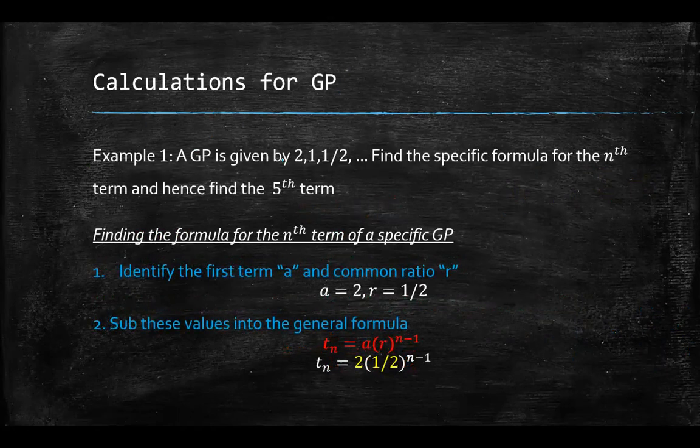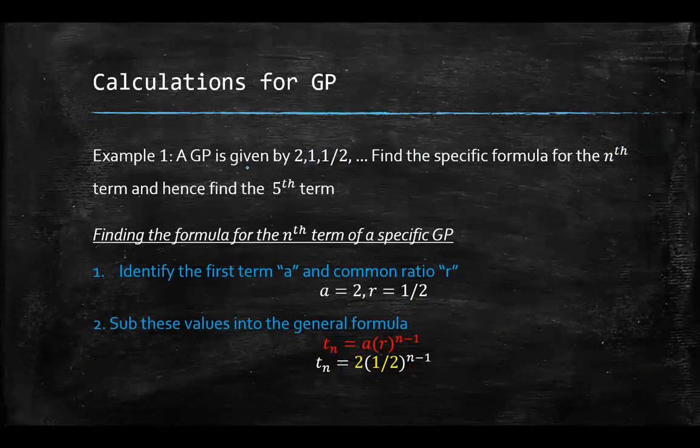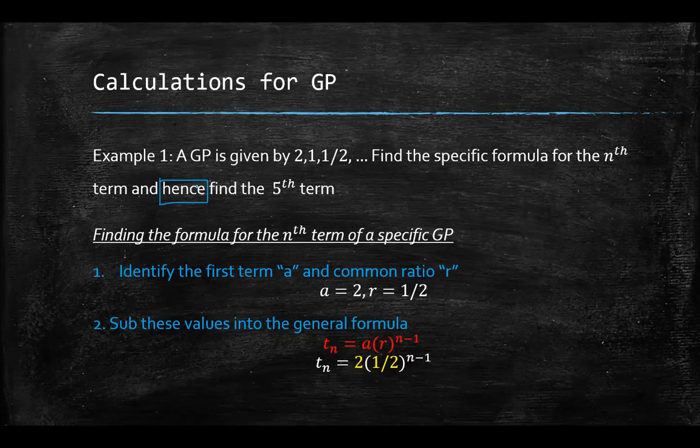Calculations for GP. So you might get a question like this. A GP is given by 2, 1, and a half, dot, dot, dot. Find a specific formula for the nth term, and hence find the fifth term. So just like before, first they want me to find the nth term, and because they use this word hence, they want me to use that nth term formula to find the fifth term. So how do you find the nth term? The GP. Identify your A and your R.